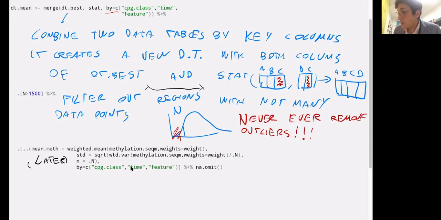After you combine these two, you create a new data table that we call tmean. We filter out regions with not many data points. As you can see, this n down here, we take only n greater than 1,500. And be careful, here we are filtering out regions that are not informative, that we don't have much information on. We are not removing outliers. That's a very key point that I want to make. Never ever remove outliers in your data set if you don't know the reason why you're doing that.